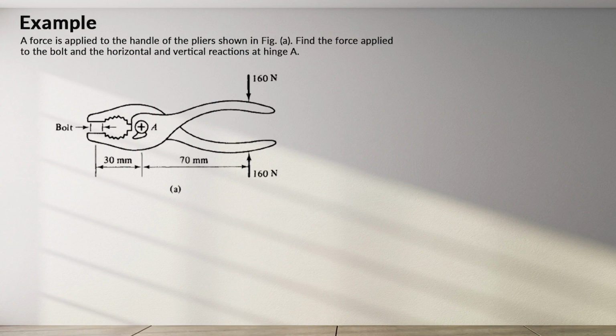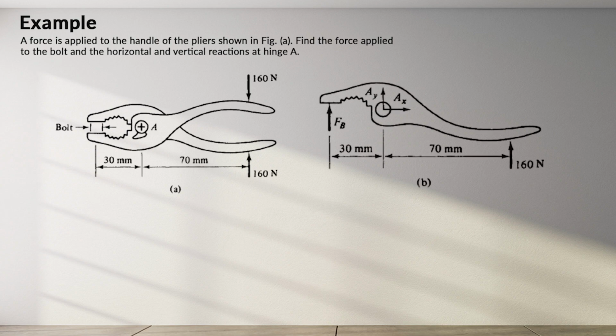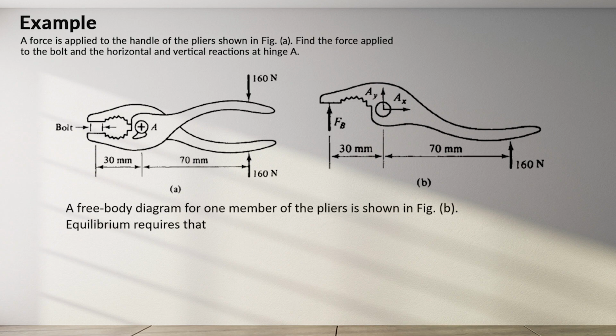In another example, a force is applied to the handle of the pliers shown in Figure A. Find the force applied to the bolt and the horizontal and vertical reactions at hinge A. As always, the first step is to draw a free body diagram. From the equilibrium equations, we can take the moment about A, and we will have 160 newtons times the distance of 70 minus FB times 30 equals 0. We are able to find the value for FB as 373 newtons.